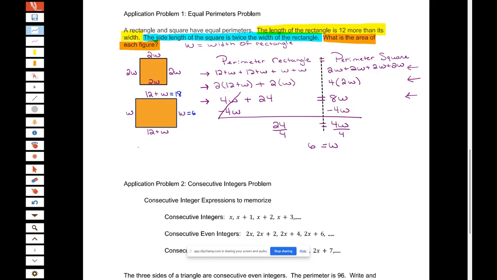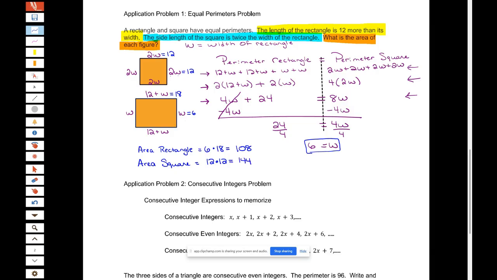So the area of each figure, the area of the rectangle is length times width, 6 times 18. You can write the dot or the parentheses to indicate multiplication. You get 108. We don't have any units, so we don't have to worry about that. Now let's do the area of the square. Well, each side is 2 times W, and W is 6. So 2 times 6 is 12. Again, you do length times width. So that's 12 times 12. That's 144.